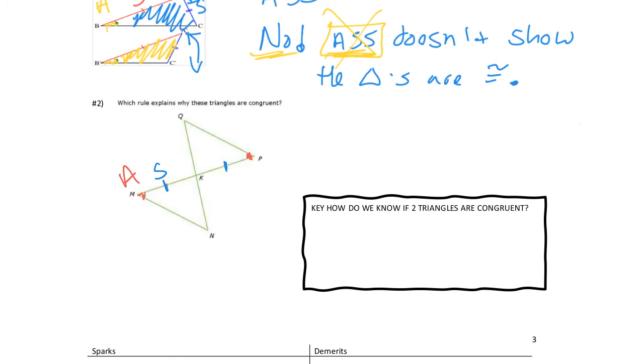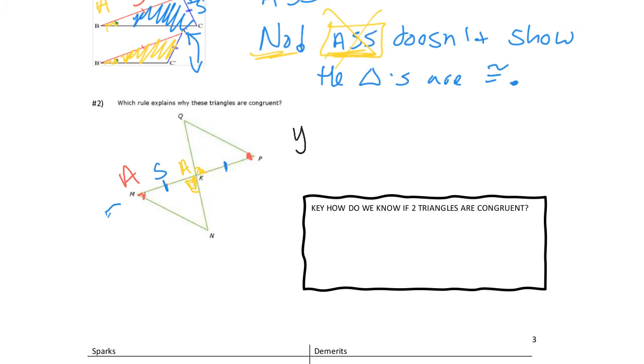So I got the red angle. The red angle is a pair. So I write A. Then the blue side is the same. So I don't go to here and write another side, another angle. Like I'm talking about pairs. So a third thing is the same in this diagram. Remember, we learned in previous units that vertical angles are always equal. So these are vertical angles. So it's angle, side, angle.